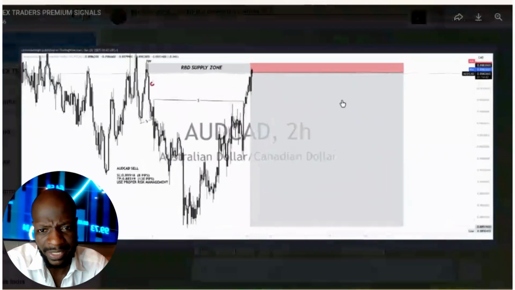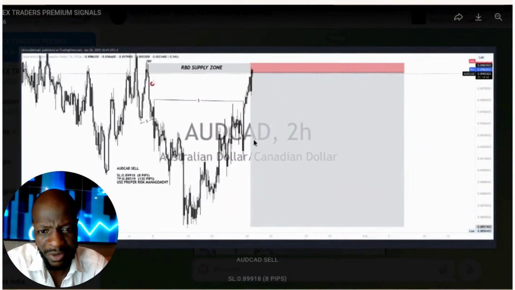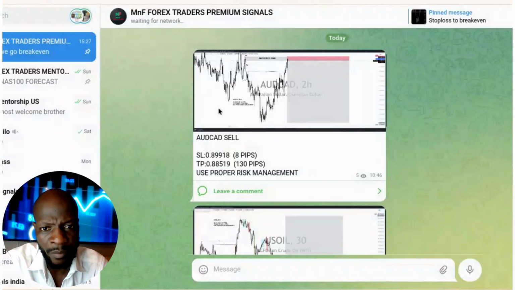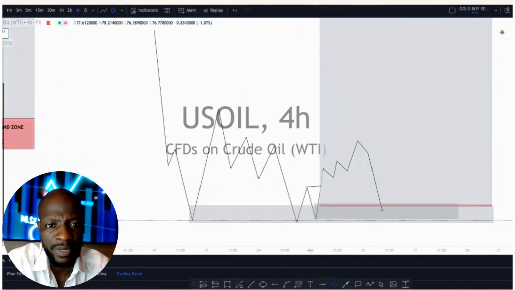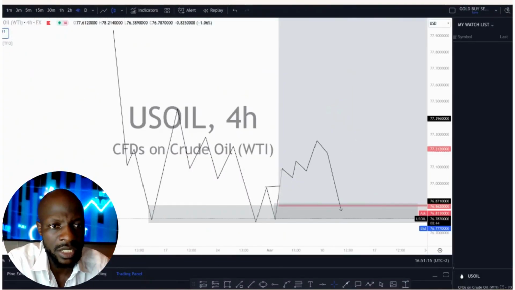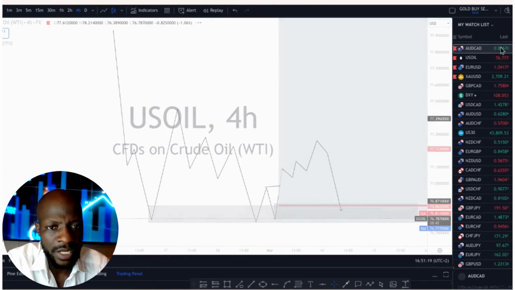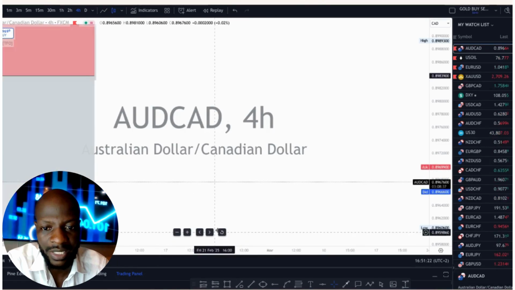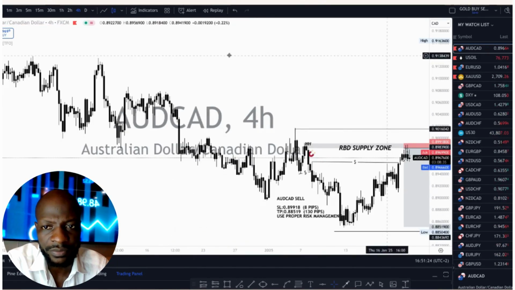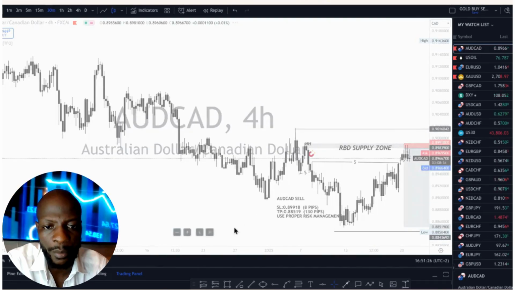So let's see what is happening on this trade right here. So you can see AUD/CAD right here. We were able to sell this. Let me see what is happening on AUD/CAD right now. Last time I checked, it was actually in profit. I hope it's still in profit. Let's see what is happening. Okay, yeah, we're still in profit.